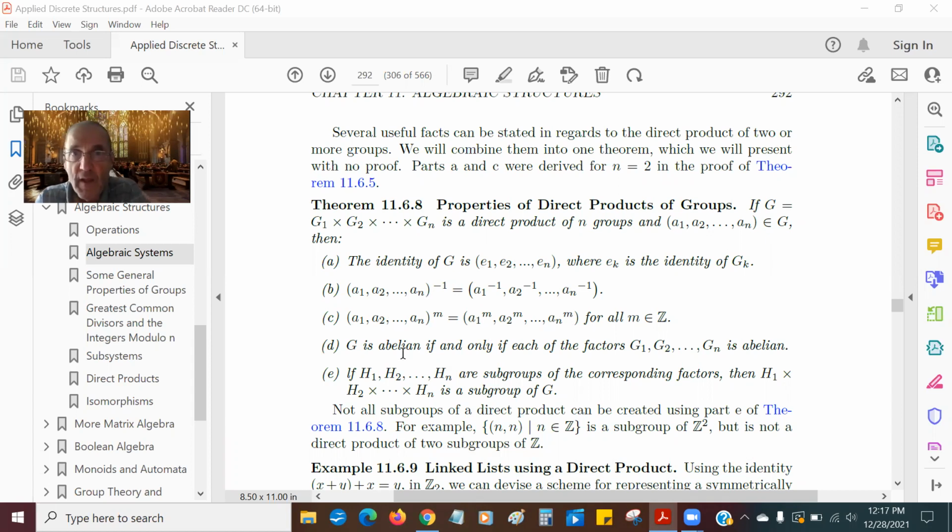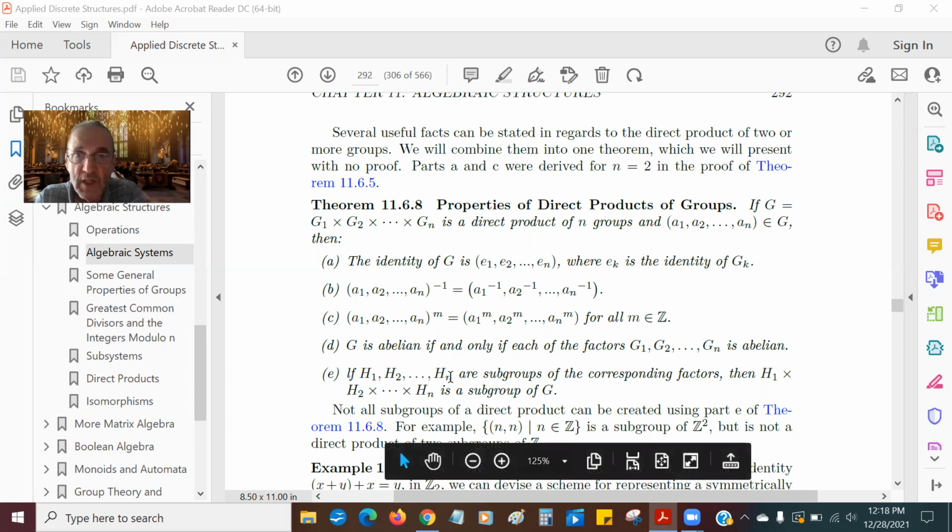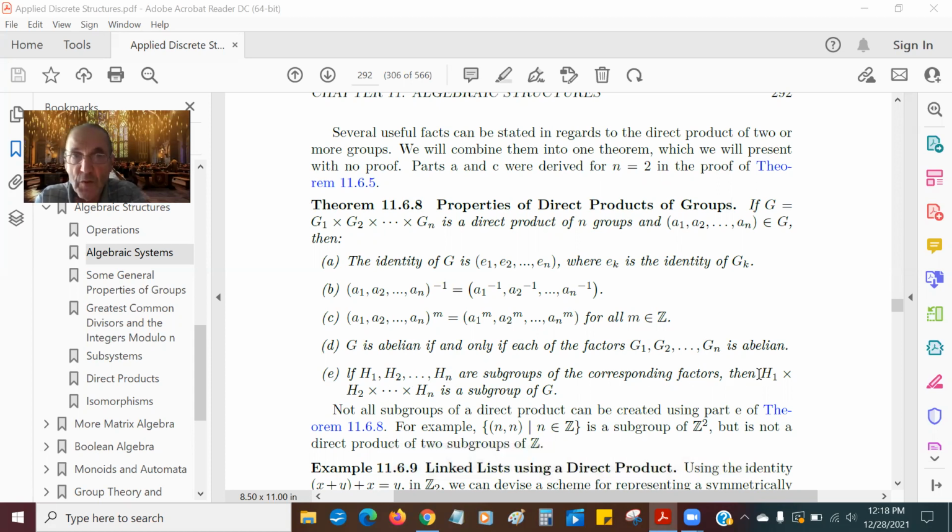Big G is going to be abelian, meaning commutative, if and only if each of the individual factors G1, G2, through Gn are themselves abelian. And finally, if H1, H2, through Hn are subgroups of the corresponding factors, then H1 cross H2 cross Hn is going to be a subgroup of G. These are pretty easy to understand and relate to.